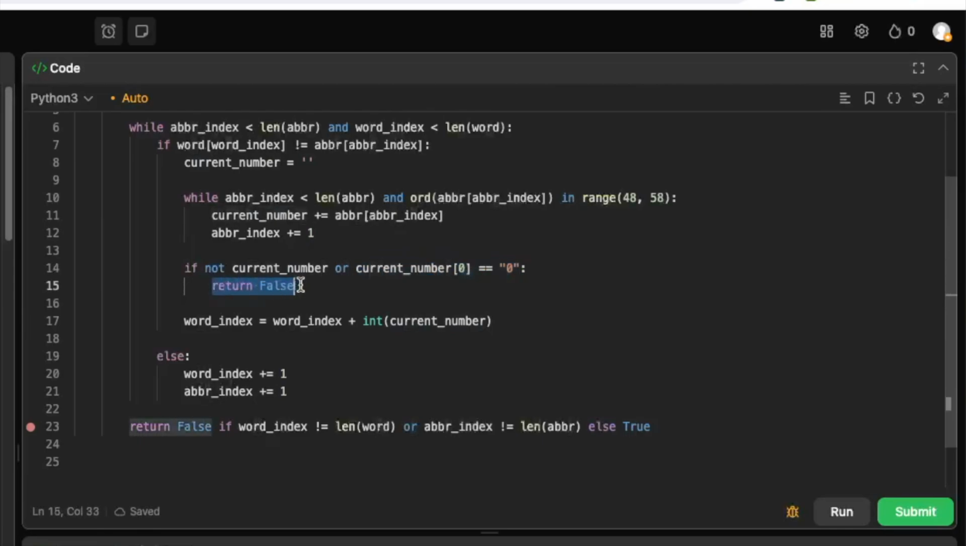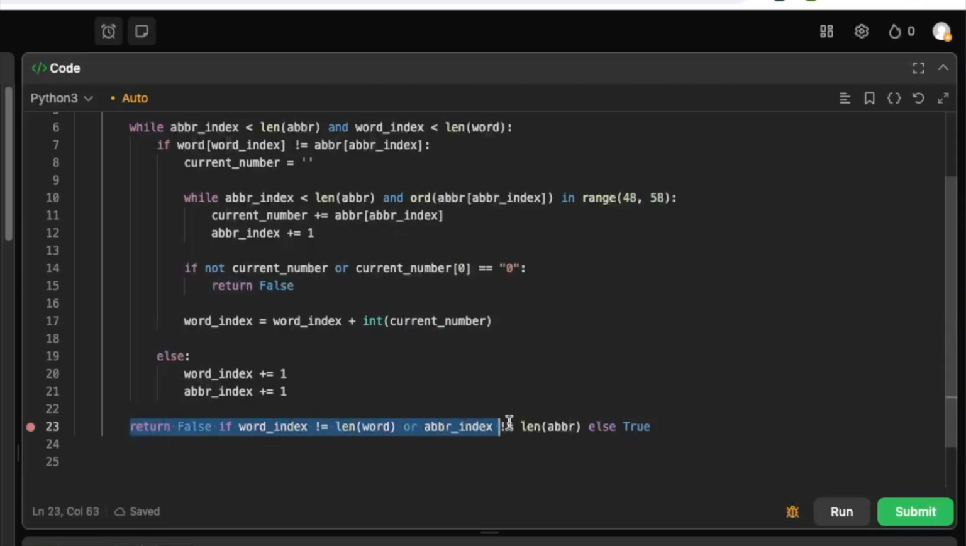Then what we do here is we say we want to take whatever our word index is currently, and we want to add whatever the current number that we found is to it. And this represents jumping for the number of characters that our abbreviation told us to.